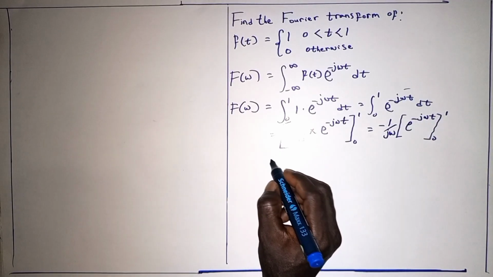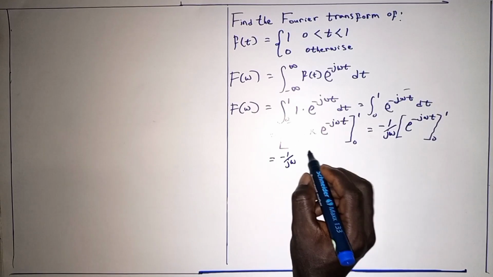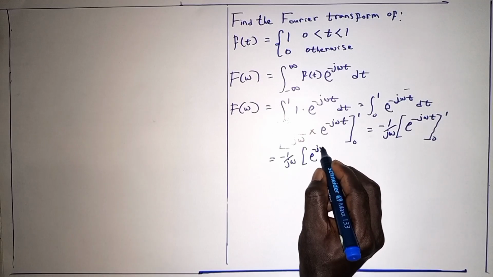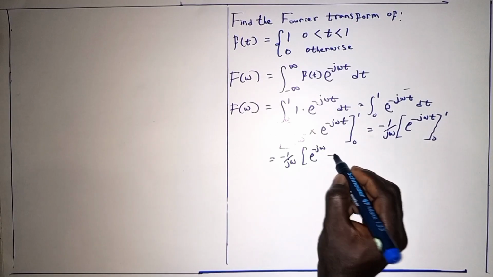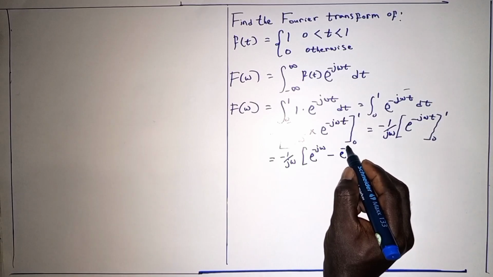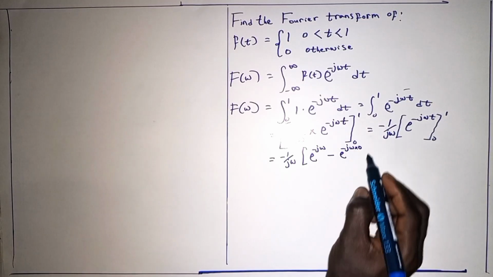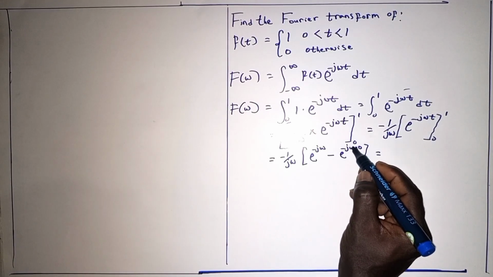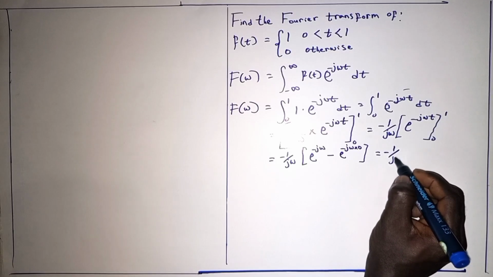So starting this, 1 over jw minus jw, when you replace t with 1, so that's 1, then minus jw times 0, t with 0. So we are left with this here give us 0, so this will be 1. Just 1 over jw.